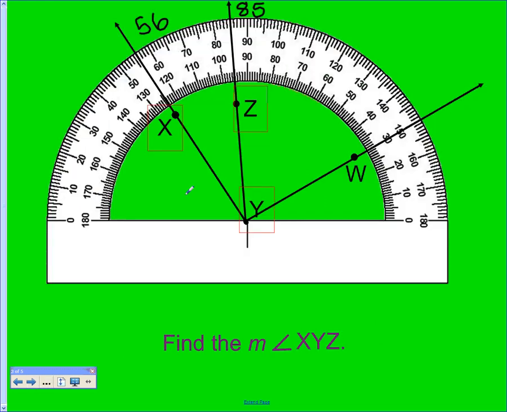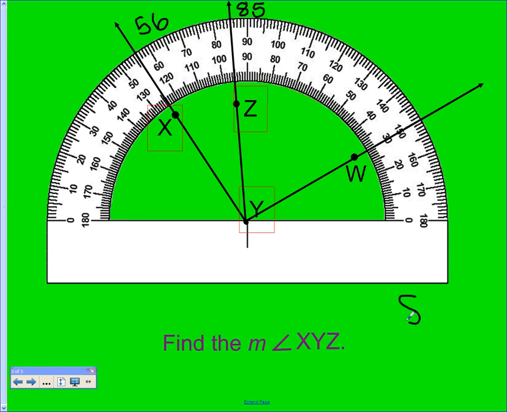So let's try another one. So again, I went ahead and wrote the measurement. I'm looking from X to Y to Z. So XY is at 56, 50, 55, and right here is 56. And then ZY is 81, 82, 83, 84, and it's right there on top of 85.